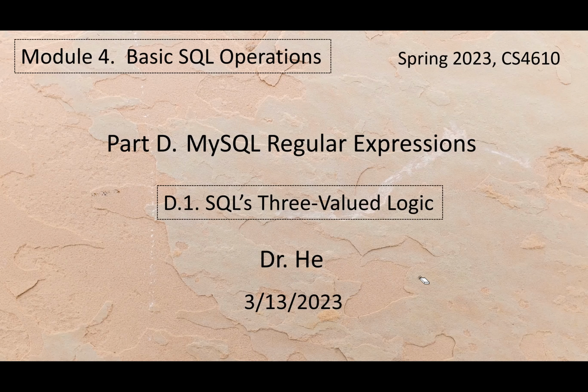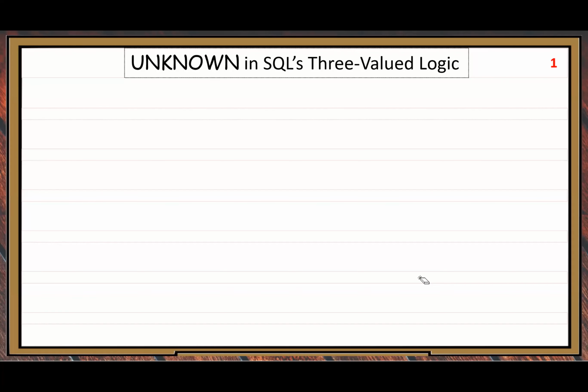Before that, let's do this topic first. SQL's three-valued logic. Usually in almost all programming languages, we have two-value logic, not three-value: true and false. But in SQL, we have three-valued logic, very special. So let's look at the main difference.